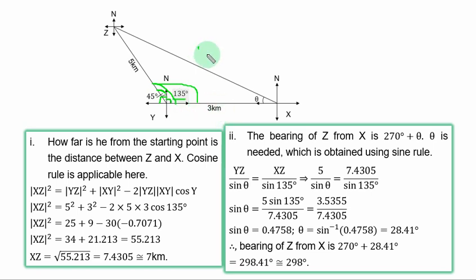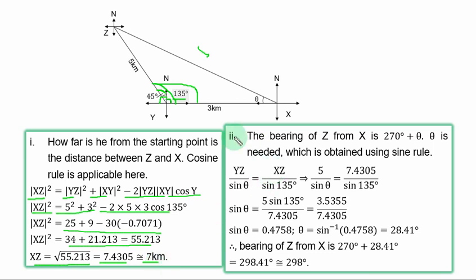We know the two other sides. To get this side, this is side Y, this is side S, this is side Z. It has to be by cosine rule. So you have SZ squared equal to YZ squared plus SY squared minus 2 times YZ SY, then cos Y. So SZ squared is equal to 5 squared plus 3 squared minus 2 times 5 times 3 times cos 135 degrees. After simplification, you have this result and this result. To get SZ, you need to take the square root of both sides, and SZ is equal to 7.4305. To the nearest kilometer, you have 7 kilometers.